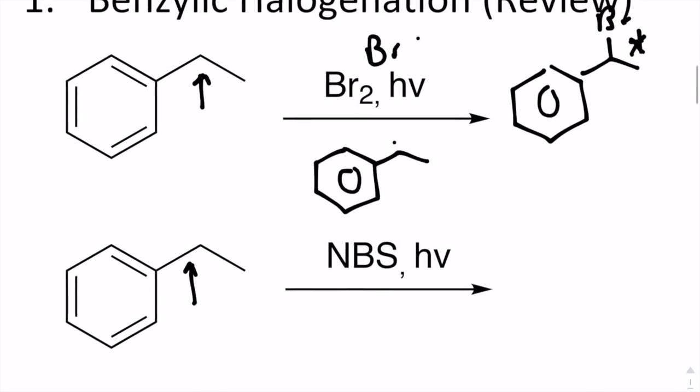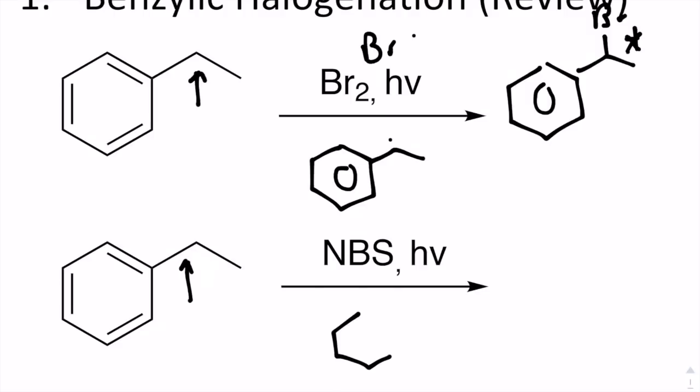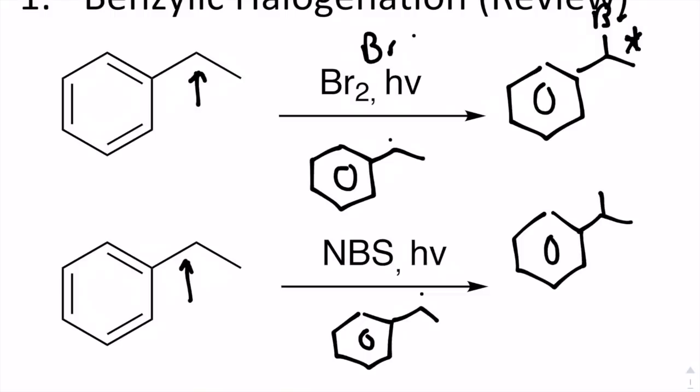You can do the same thing with NBS and light, so you are as well going to go through that benzylic radical, and then you're going to have a bromide source coming from that, so you're also going to get the same product. All right, and that is literally it for benzylic halogenation. As long as you have a carbon that is one carbon removed from the benzene, you can add halogens with either Br2 in light or NBS in light. All right, that's pretty easy.